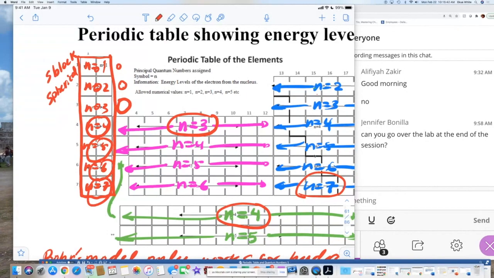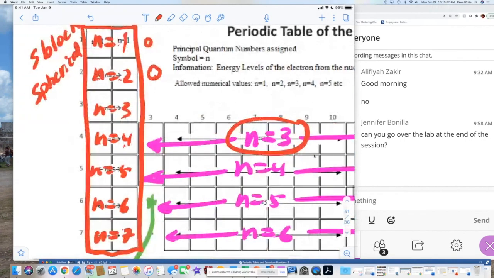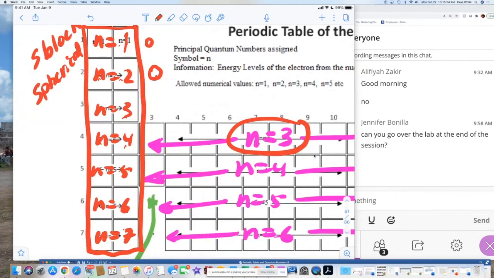So you need to know the energy level. So let me erase that so you can see the energy level. N1, N2, N3, N4, N5, N6, N7. And remember, these elements here, you want to make sure you have this written down as you're reviewing your notes for the energy levels in the periodic table, okay? This will be classified as energy level 1, 2, 3, 4, 5, 6, 7.